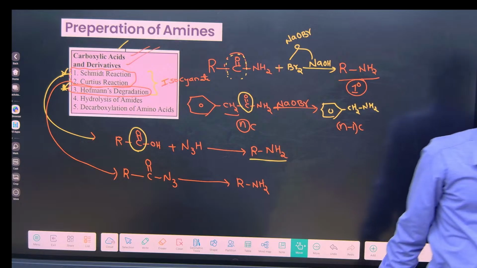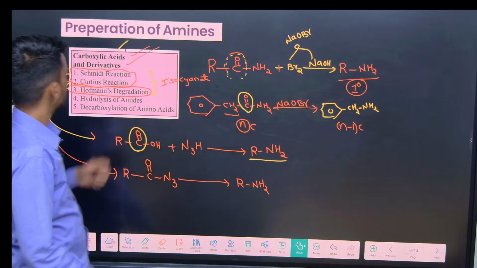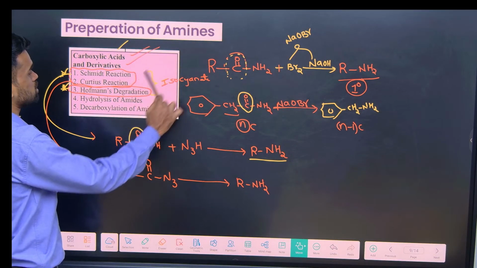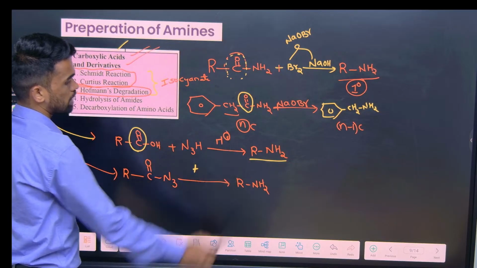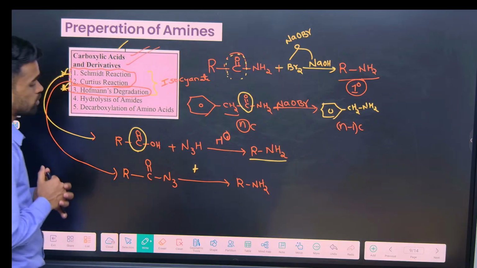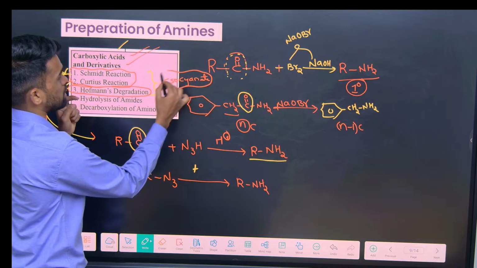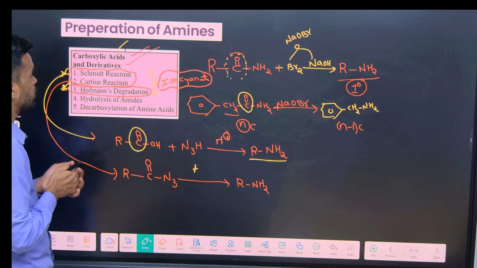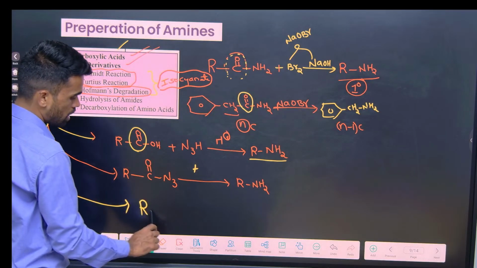Right. So now what I am saying? Primary amines will be formed in Hofmann bromamide degradation, Curtius and Schmidt reactions. Here the reactions take place in acidic medium, like sulfuric acid. So what is the intermediate involved here? Alkyl isocyanate. Okay, then next here, hydrolysis of amides means you take RCONH2.